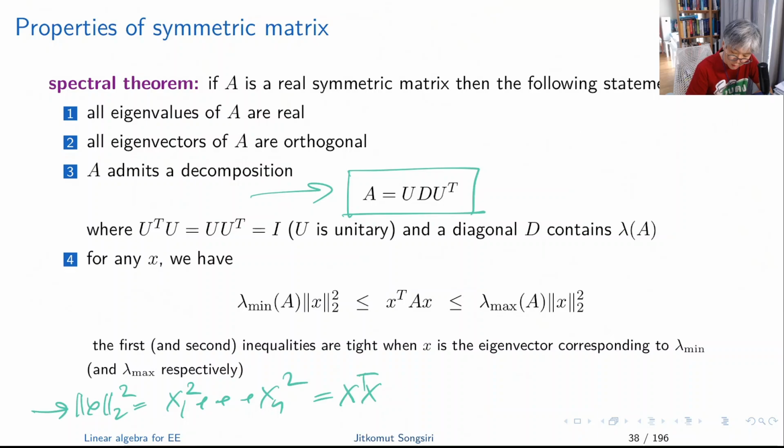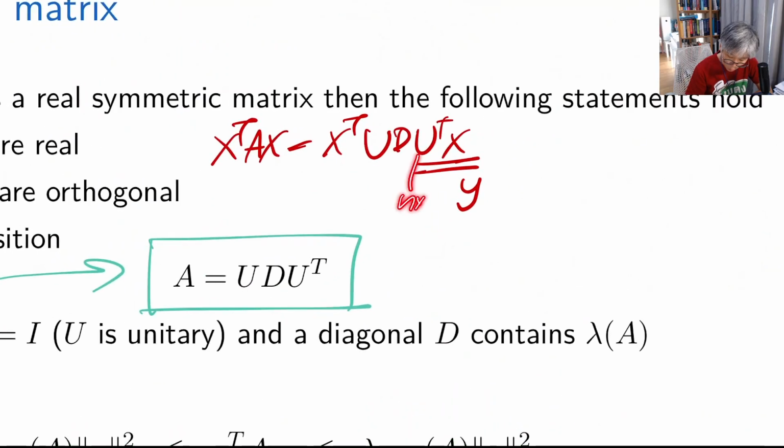Okay, now let's prove it. X transpose AX, if you use the eigenvalue decomposition for symmetric matrices, okay. So now you can call this guy Y. U transpose is gonna be n by n. X is n by 1. So this is your vector Y. And this is your Y transpose.